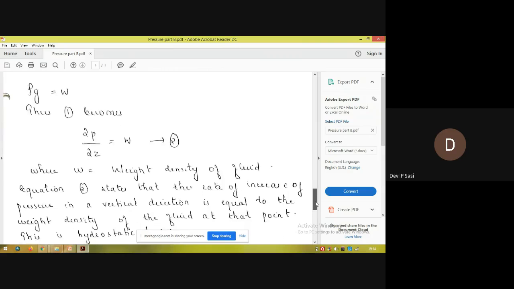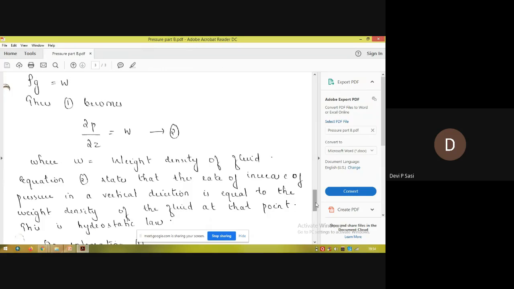Now, from that equation, we can conclude that the rate of increase in pressure in a vertical direction is equal to the weight density of that fluid. You can see the remaining term is W, and W is the weight density of the fluid. Therefore, we can write that the rate of increase in pressure equals the weight density. So, we have finally concluded that the rate of increase in pressure equals weight density.